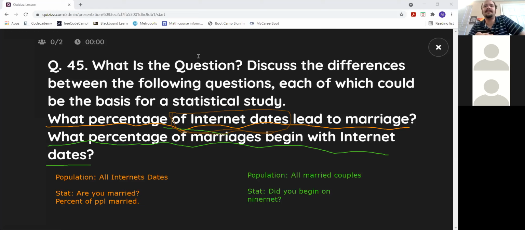And so one thing, maybe you can see it here in the wording, but when they say "of marriages," that's giving you sort of the denominator. So I have this many internet dates out of total marriages. Maybe that's one way you can think about it.